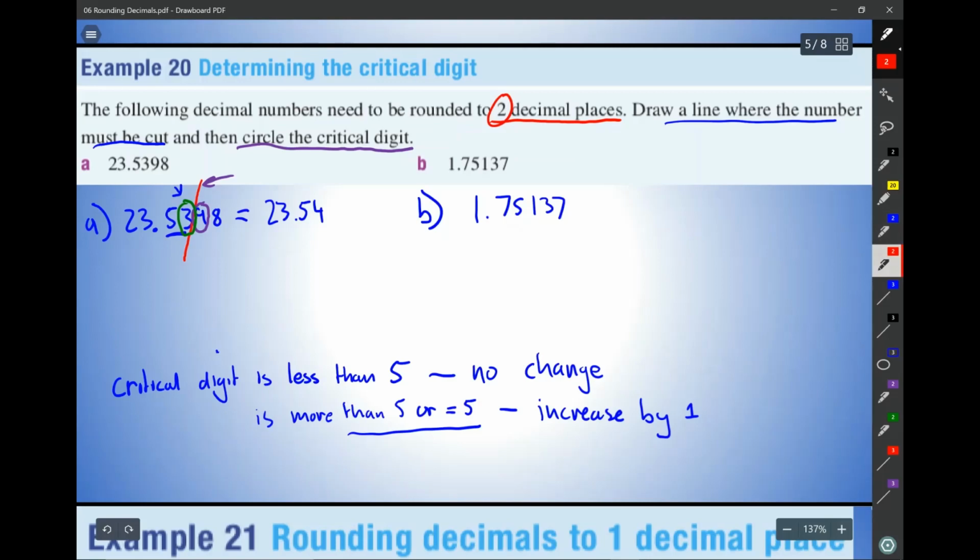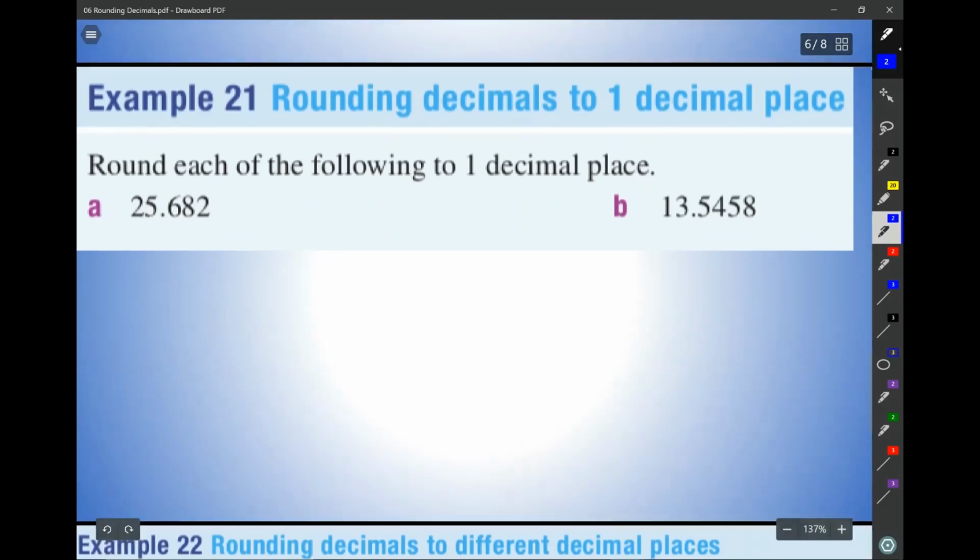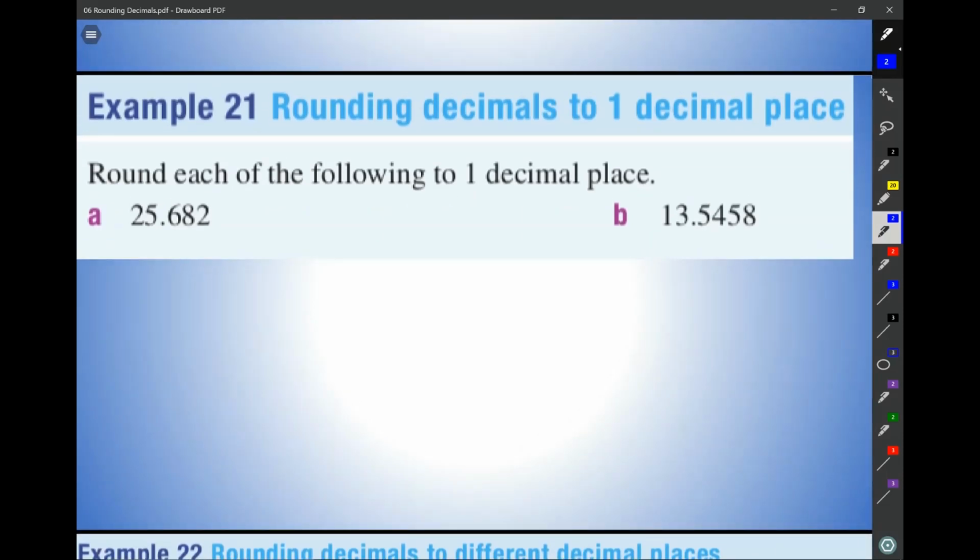So we're rounding off to 2 decimal places, so we are going to cut off here. Our critical digit is this 1, which is less than 5, so that means this number now doesn't change. So when we write this with 2 decimal places, none of our numbers change. What I'll get you guys to do is pause the video here and practice doing these two yourself. I'll show you how to answer them in a moment.